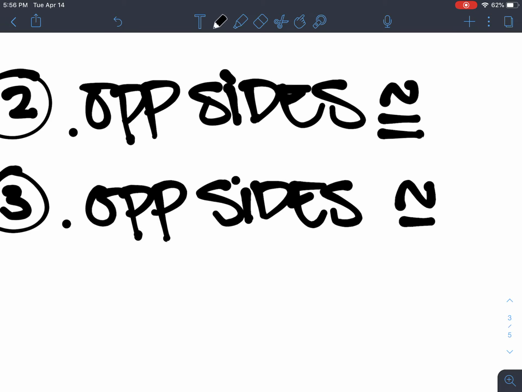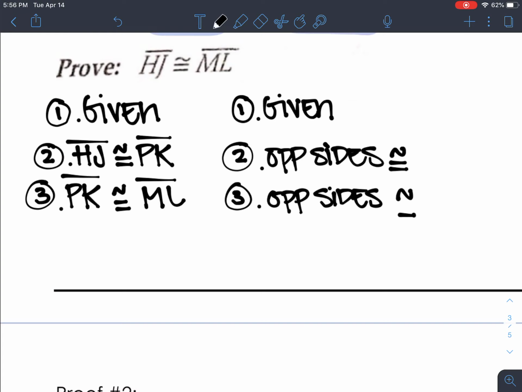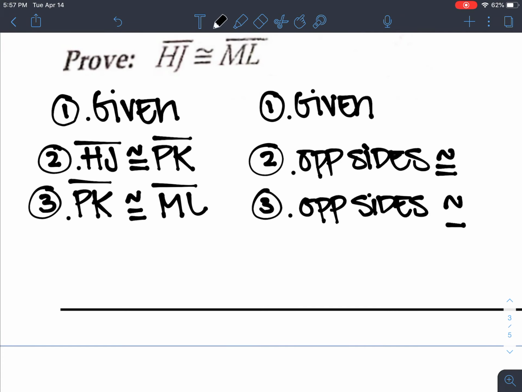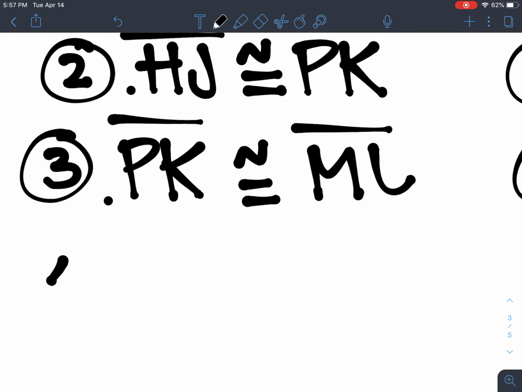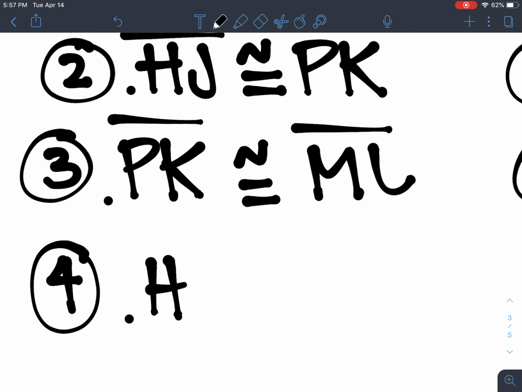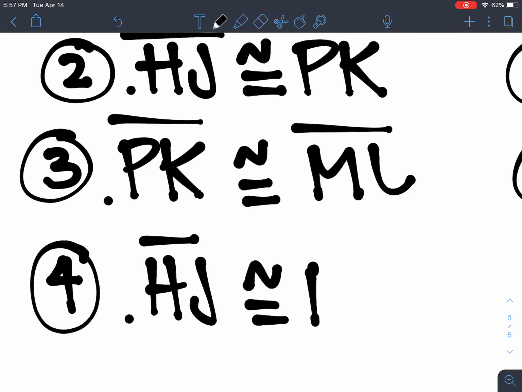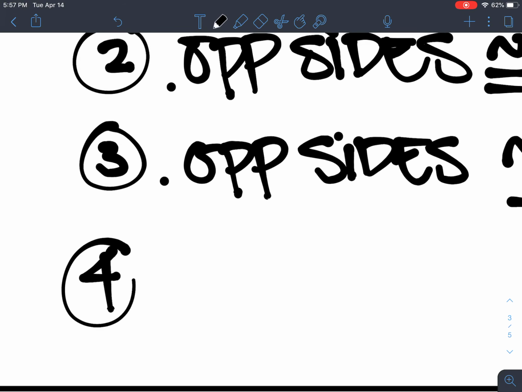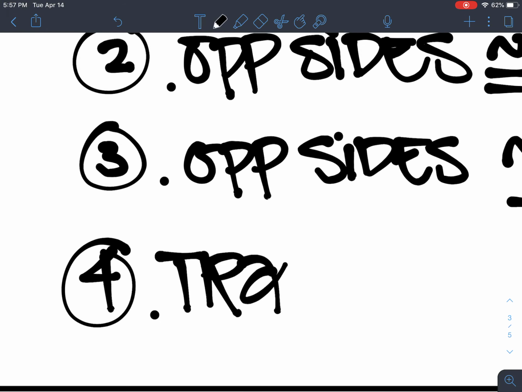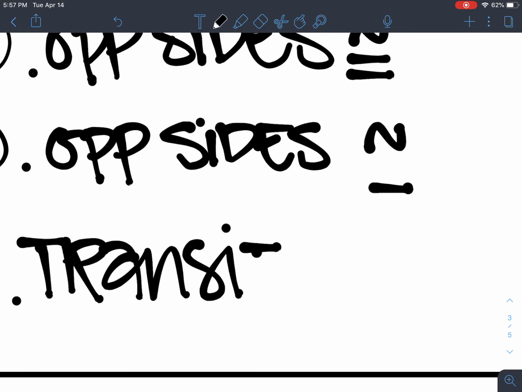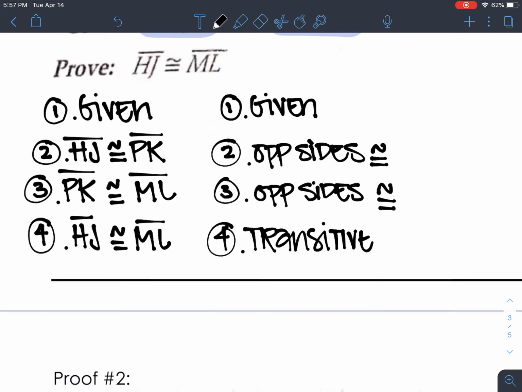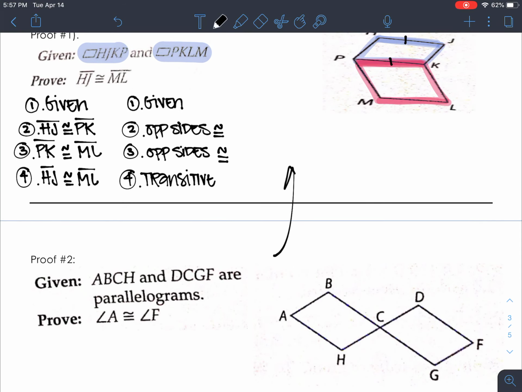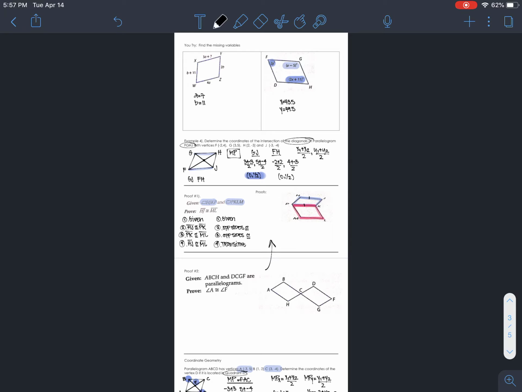Okay, we're actually one step away because if you look at step 2 and step 3, take a look. We have HJ is congruent to PK, PK is congruent to ML. I can now hop to the fact that HJ also has to be congruent to ML. All right, and that is because of the transitive property. All right, so like I said, a little mini proof there. Just a nice, cute little 4-stepper. Okay, now proof 2 is very similar to this one up here. You guys could go ahead and try that one on your own.